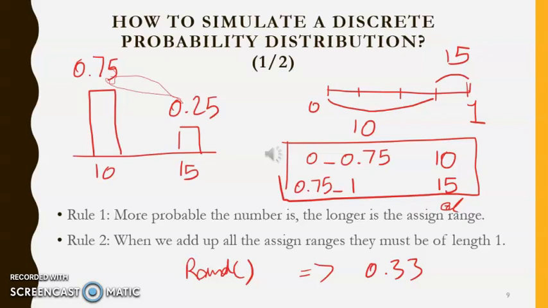And see, since the length of the range associated with 10 is 3 times the length of the range associated with 15, 10 would appear on average 3 times as often as 15, and that makes sense. And it says the probability of 10 is 75%. Out of 4 cases, 3 of them should be 10. But very soon, we are going to have some more activities on that, and you will learn it better.